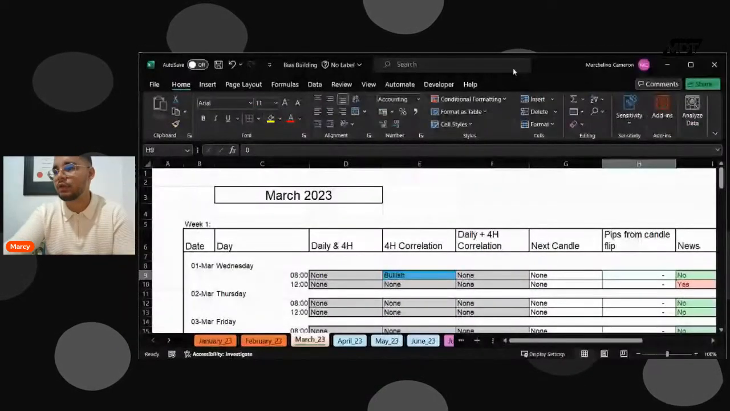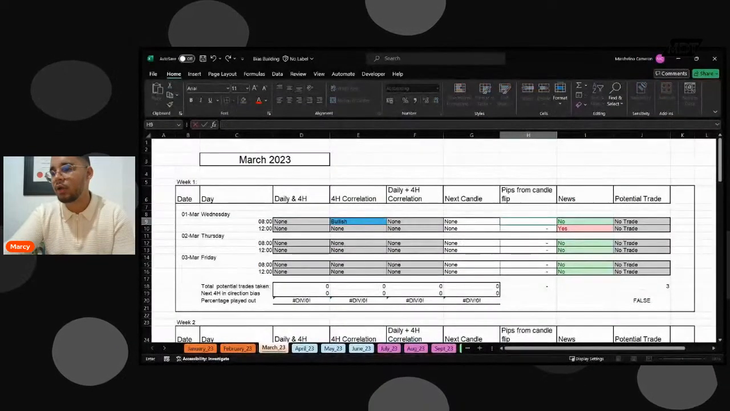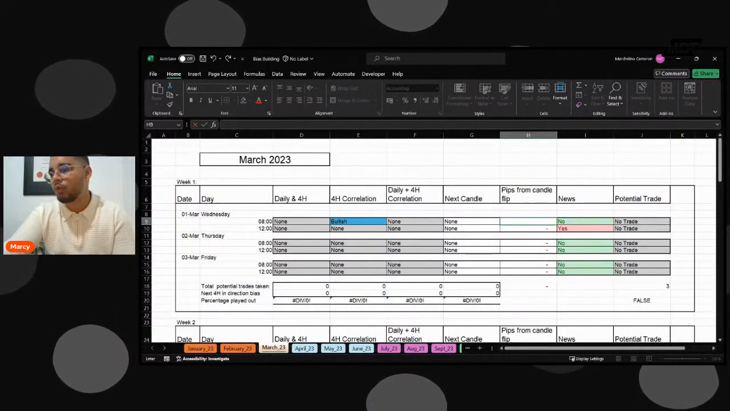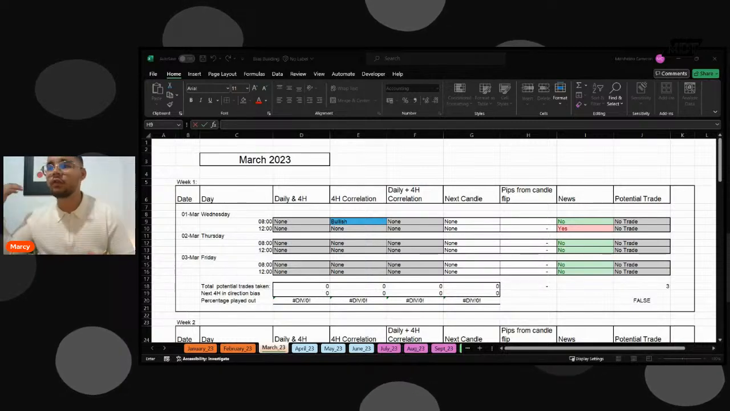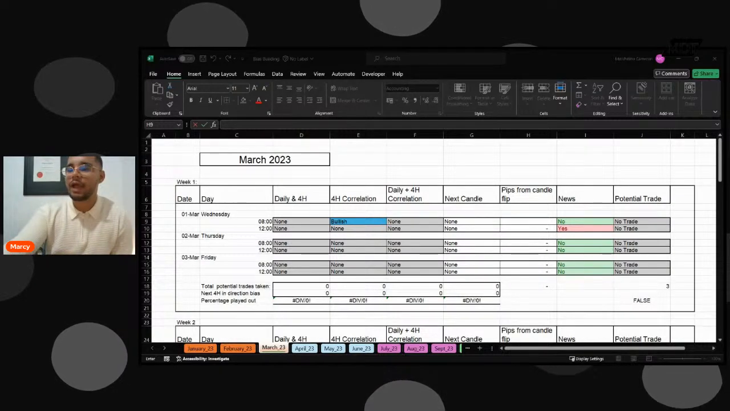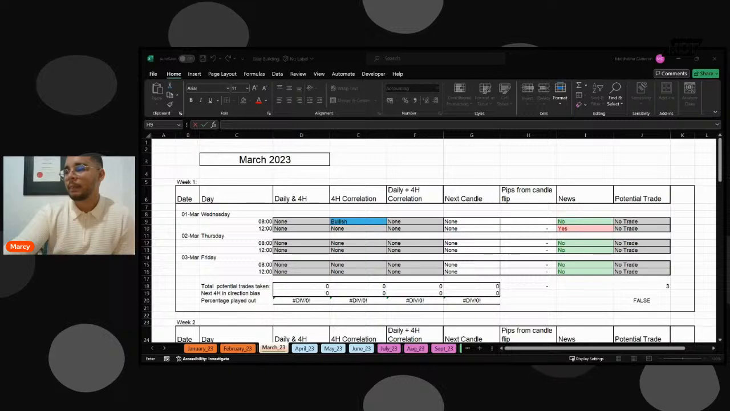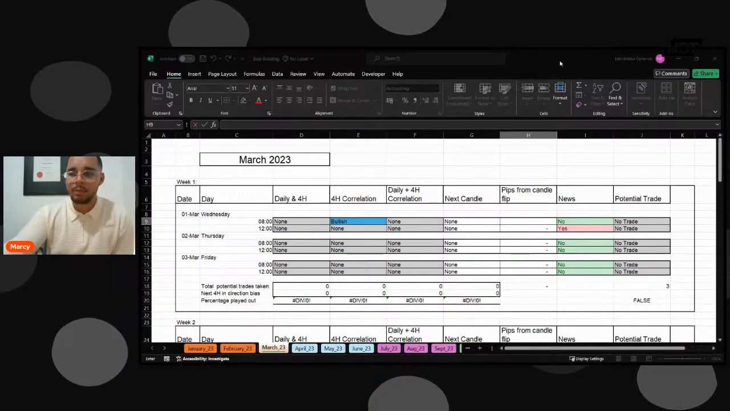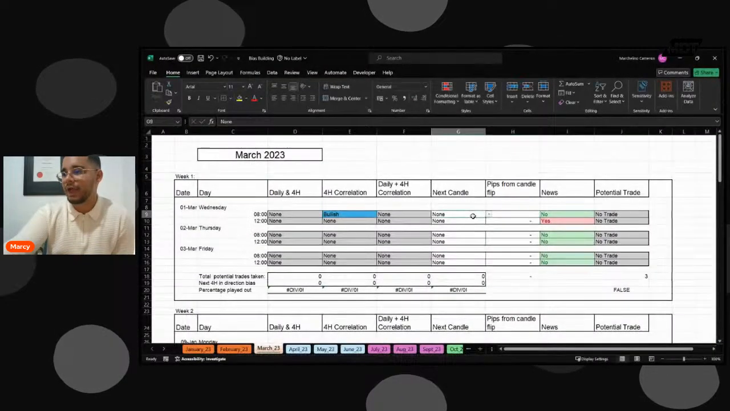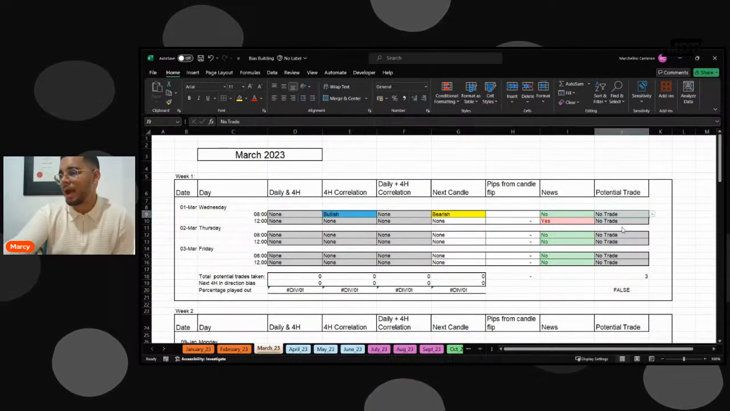Let's check AUD JPY. What does AUD JPY have? AUD JPY is bullish too. So we have bullish 4H candles across all pairs. And when you go back to GJ, what you can see is that the next candle actually closed bearish. So you're going to put that in the next candle, bearish. This is a potential buy trade.